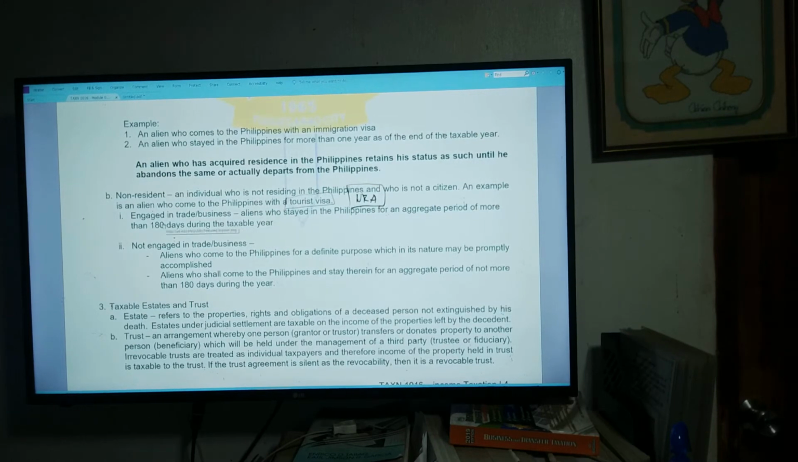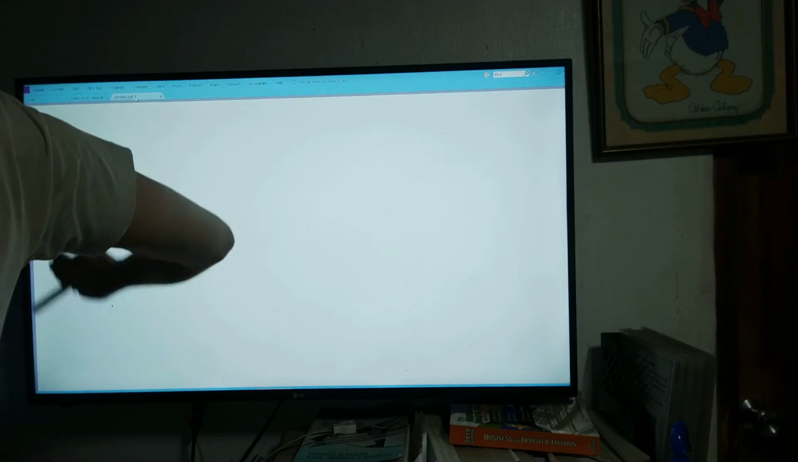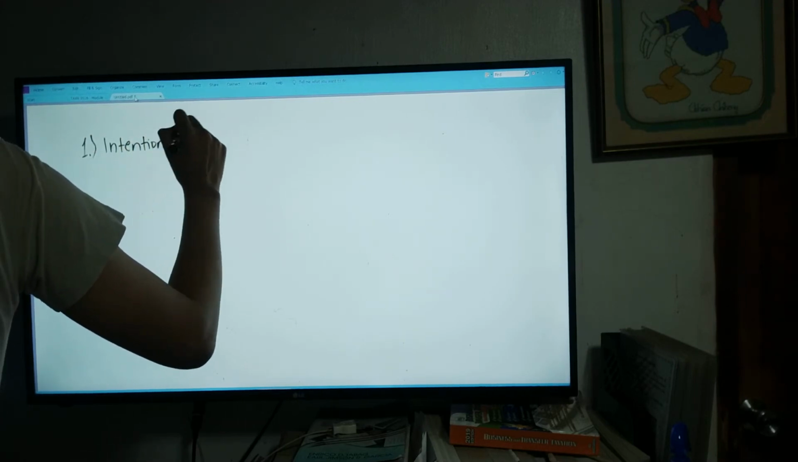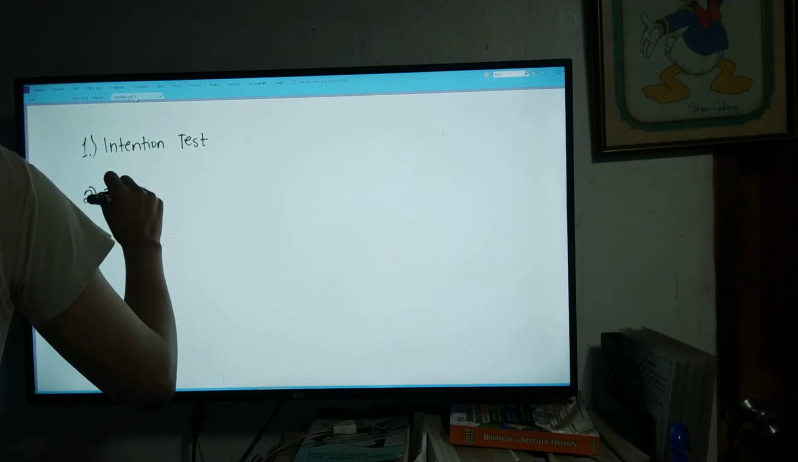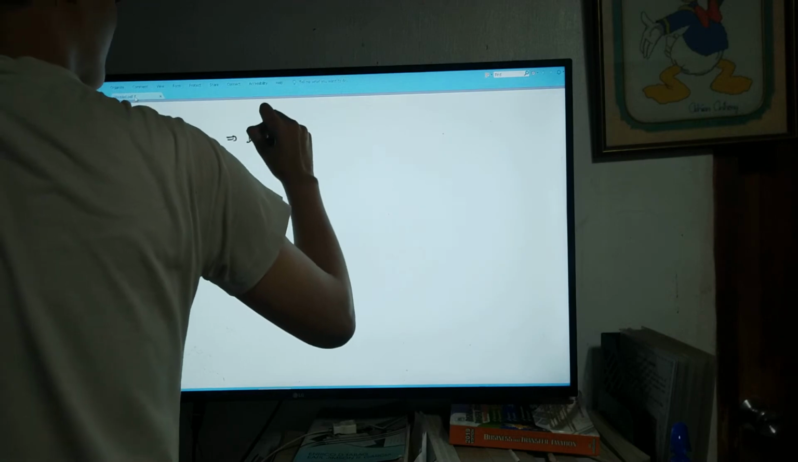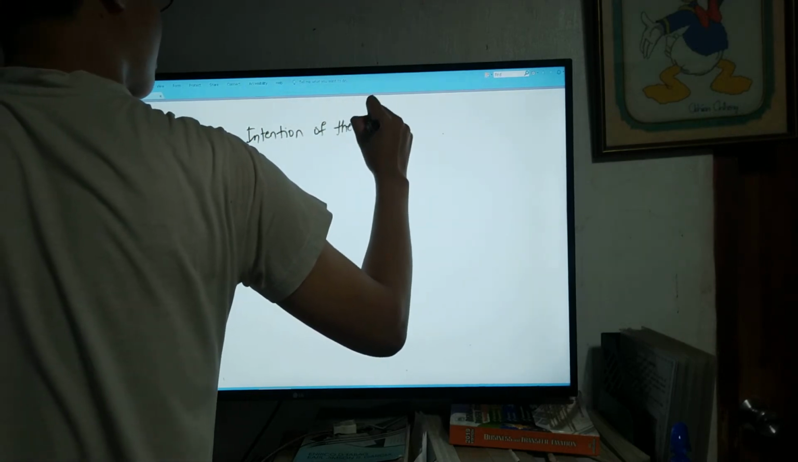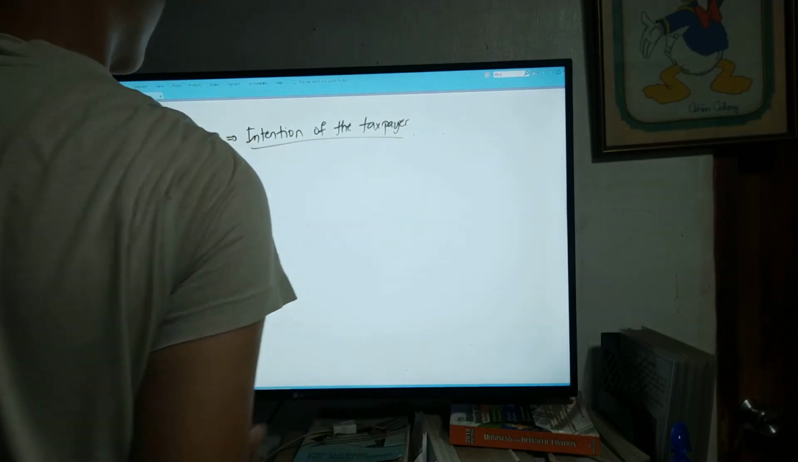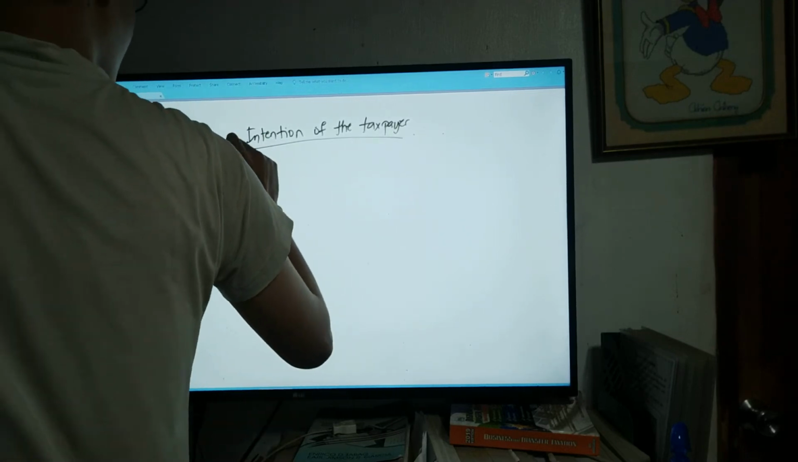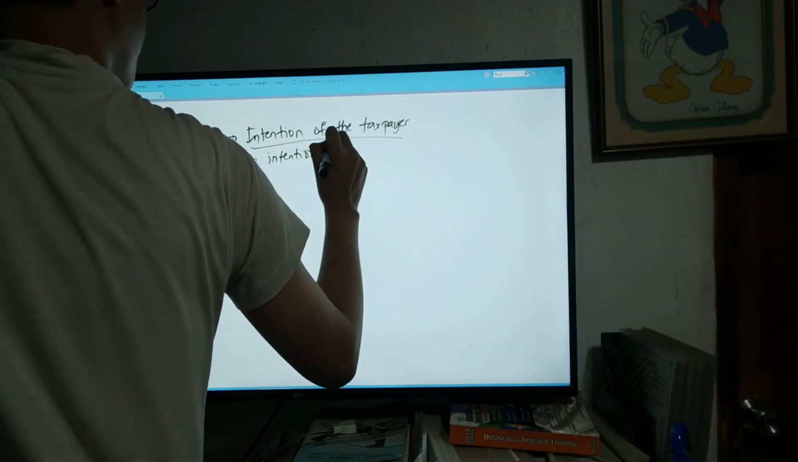So, kung mapapansin nyo guys, meron tayong dalawang main determination principles when we want to look towards the residence or citizenship of the particular taxpayer. Number one, meron po tayong tinatawag na intention test. And number two, time test. Kapag ho sinabi nating intention test, we look into the intention of the taxpayer. So, titignan natin yung intention niya. In the absence of any intention, saka tayo pupunta kay time test.